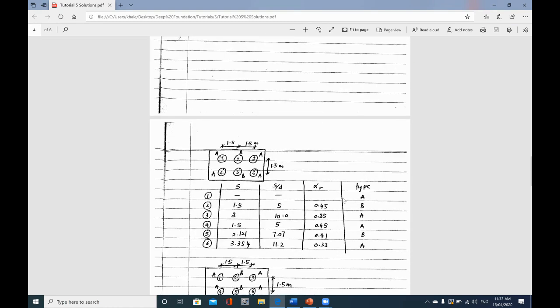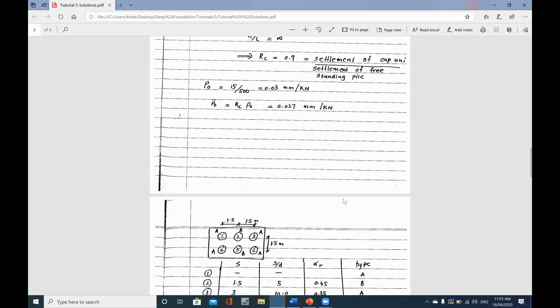That will be 0.027 millimeter per kilo Newton. And then we need to find what's the amount, because in here we have a pile group system. So we know that the settlement of a single pile will be affected by the settlement of the adjacent pile. So we need to find what's the contributions of the settlements from the adjacent piles and the settlements of the pile by itself. So to do so, as we can see, we do have here two pile groups.